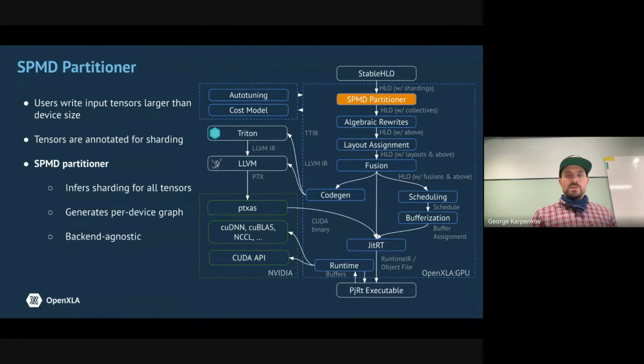All right, so the first interesting component here is the SPMD partitioner. I think it could be interesting to folks from NVIDIA that basically users can write programs which are larger than what can fit on a single device. You can imagine you can move around tensors of the size of, maybe not petabytes, but terabytes. And then you can annotate them with some sharding annotations, and the SPMD partitioner will partition the code for you to run on different devices and insert the collectives for you as well. And that portion of the compiler is mostly backend agnostic.